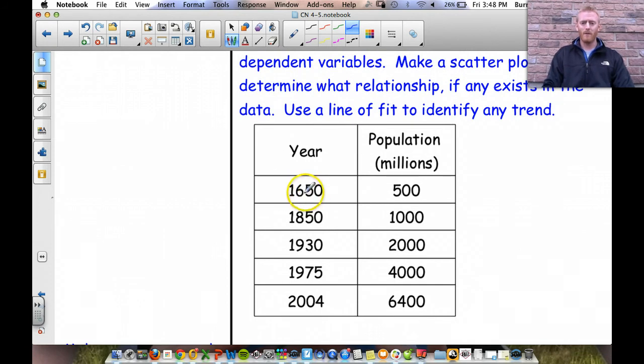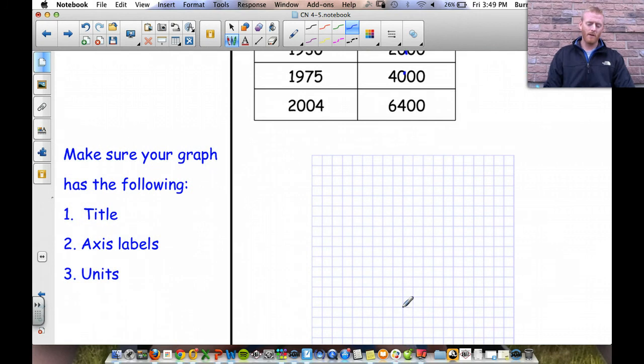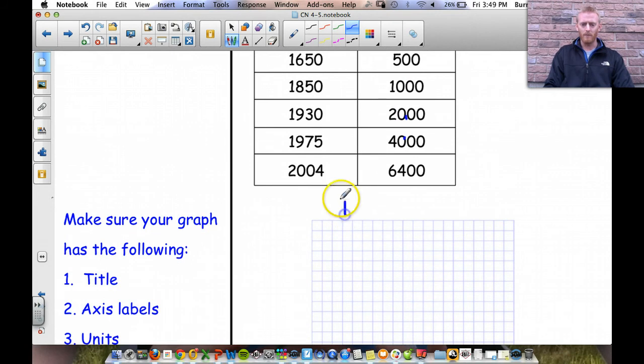In the year 1650, these are my x's and the population is my y's. We know the year is my independent variable, and the population depends on the year, so that is my dependent variable. The populations are 500 million, 1,000 million, 2,000, 4,000, and 6,400, or 6.4 billion. Then we're going to take this information and make a graph. Every graph must have a title, labeled axes, and units. So our title is going to be Population of the World.